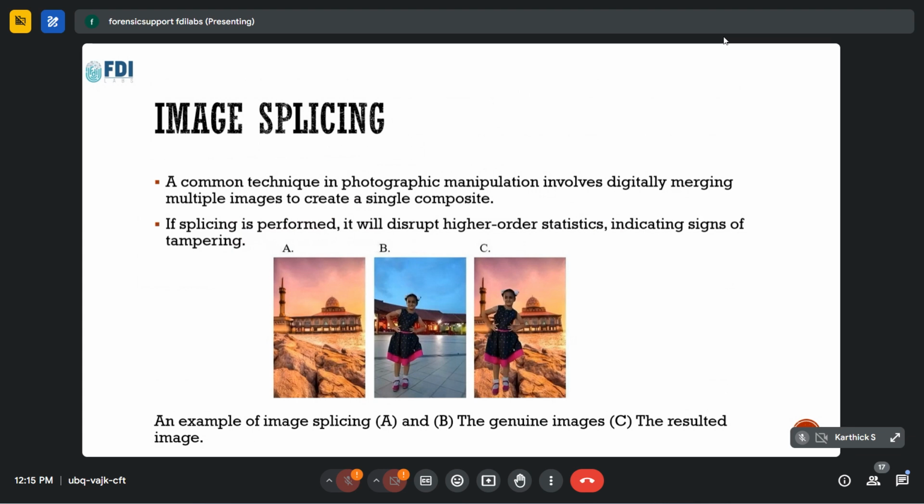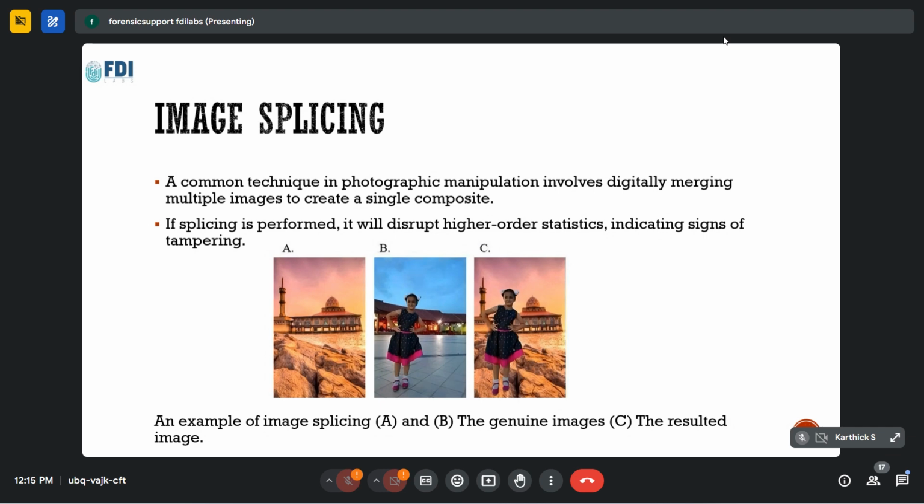Next method is called image splicing. We will just go fast into the topics as we don't have time. So this is another form of manipulation. Tampering called image splicing is a common form of photograph manipulation.